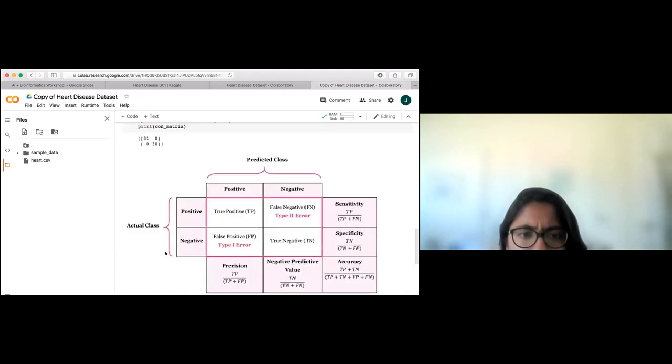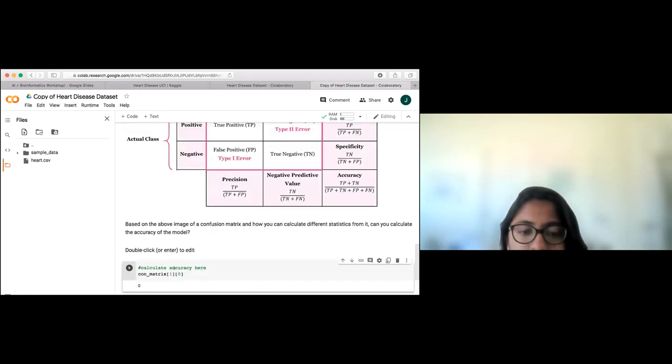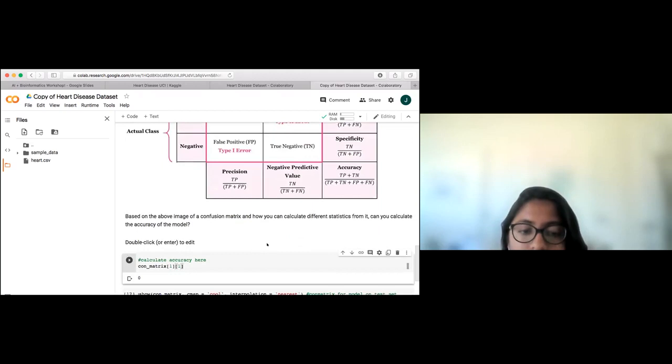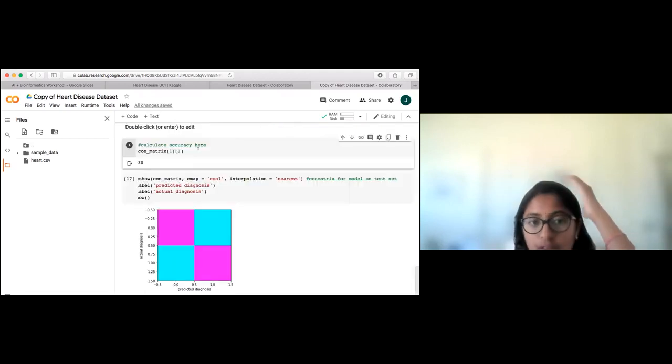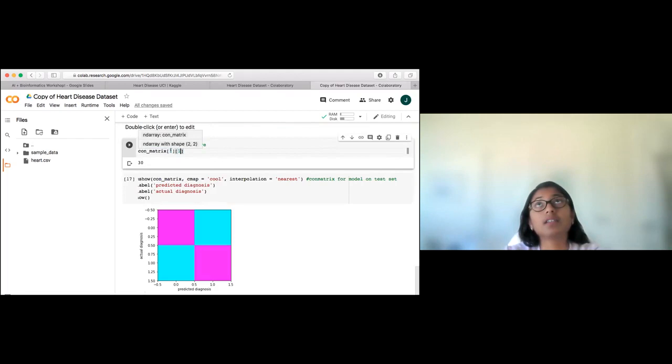Yeah, or no, it would be... And then this would be 1 1. 30 would be 1 1. And yeah, that's how you pull all the values. So I would just add all of those up, and then my true positives and true negatives would be 0 0 and 1 1. And so I would add those.